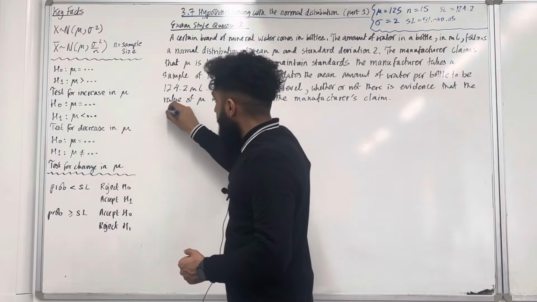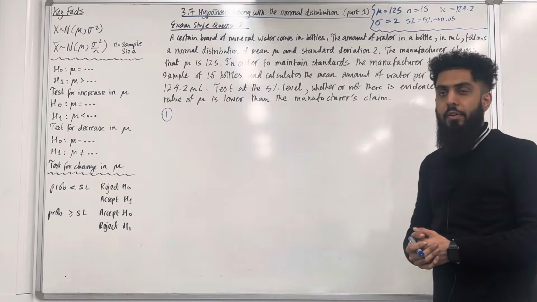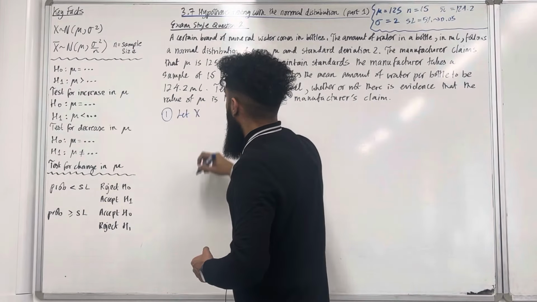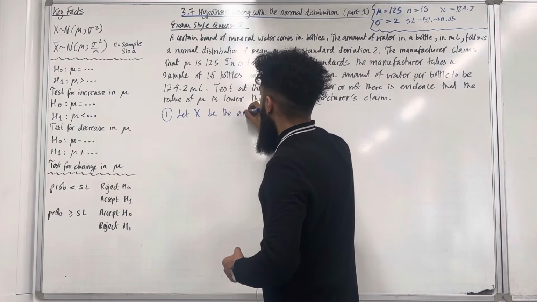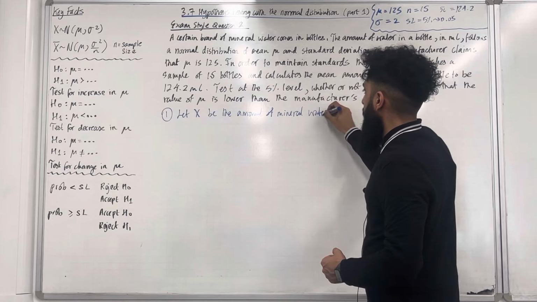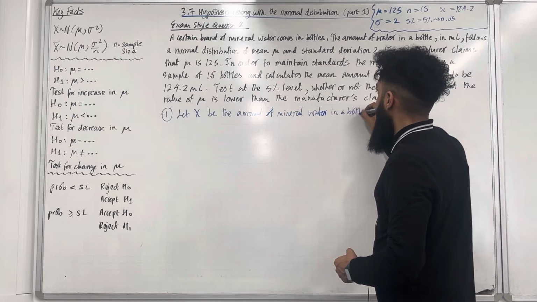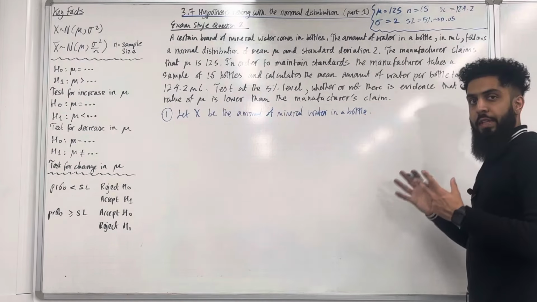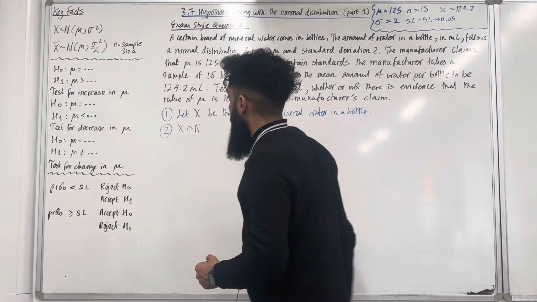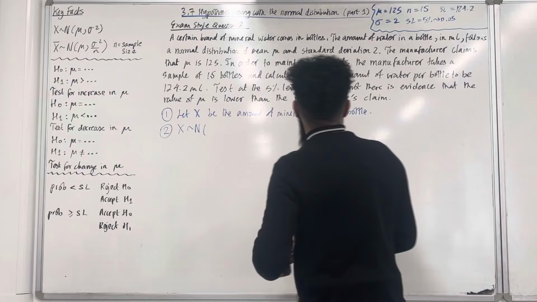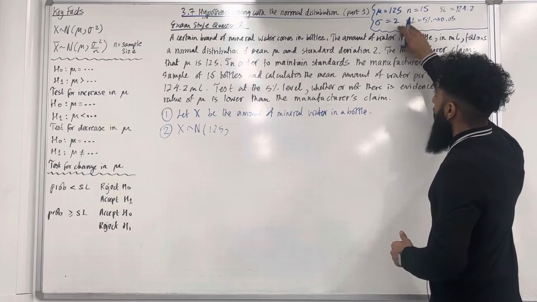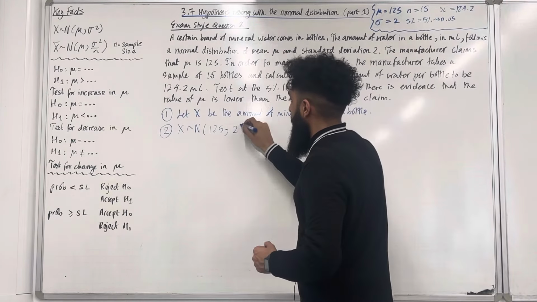Step number 1, we define our random variable. So I'm going to use the letter x. Let x be the amount of mineral water in a bottle. Okay, so that is the end of step number 1. Step number 2, x takes on a normal distribution according to the question with a mean of 125. The standard deviation sigma is 2, so the variance would be 2 squared.